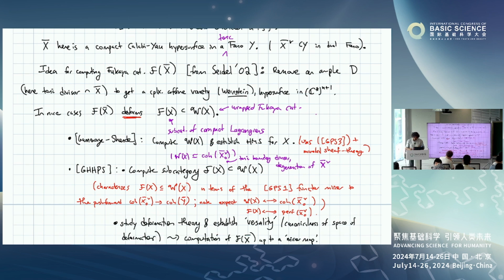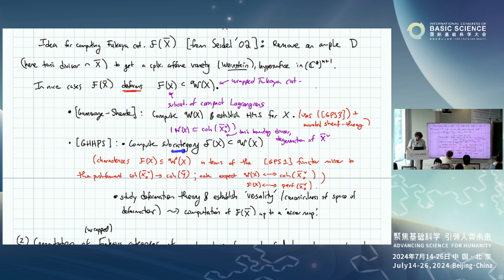So our contribution was to compute the subcategory of compact Lagrangians, and then study the deformation problem and establish a sort of versality result, which says that the space of deformations is roughly speaking canonical, and this gives a computation of the compact Fukaya category up to some change of coordinates, which is like a mirror map.